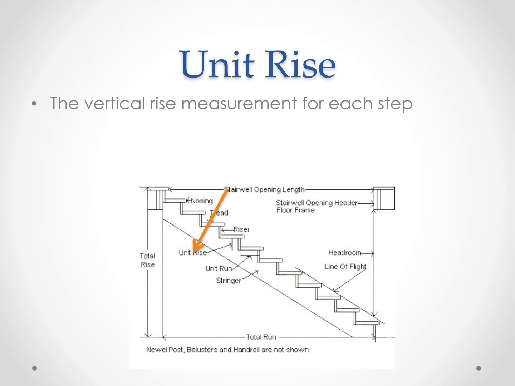Units are what make the total rise. So each unit of a step, if you were to add them all together, would give you the total rise. So for example, suppose we have a unit rise of 7 inches, and we had 10 steps in that set of stairs. 7 times 10 would give us a total rise of 70 inches. So a unit rise of 7 inches times 10 steps will give us a total rise of 70 inches. So again, a unit rise is nothing more than one part of the total rise.